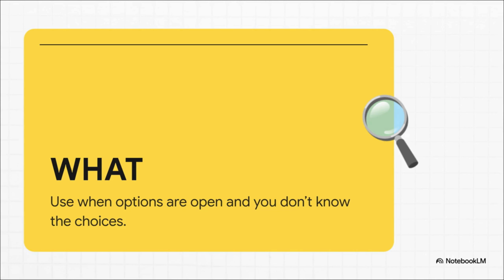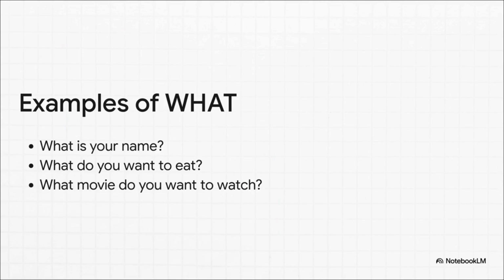So just think of what as your word for infinite possibilities. When you ask a what question, you genuinely have no clue what the answer might be. The sky's the limit. The field is totally open. For example, when you ask, what is your name? There are millions of possibilities, right? Or what do you want to eat? The options are endless. In these cases, because the choices aren't defined, you've got to use what.